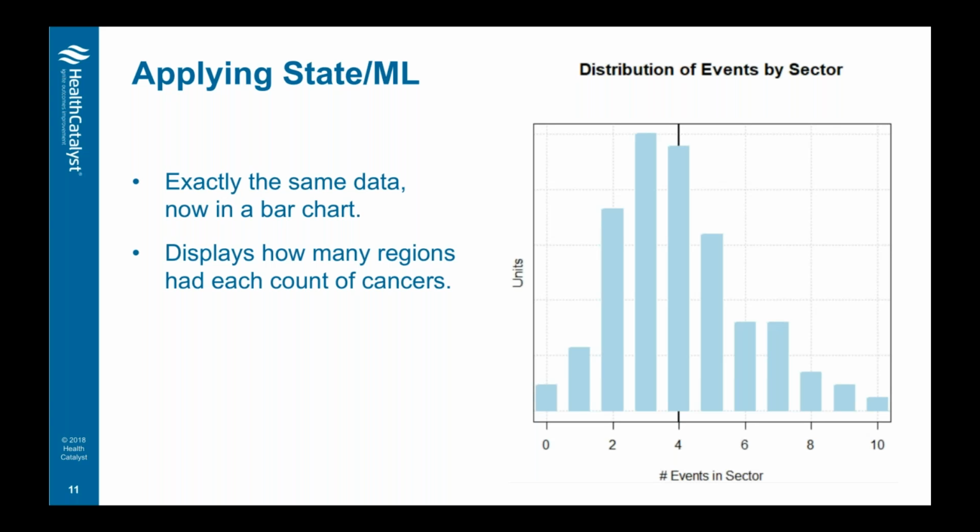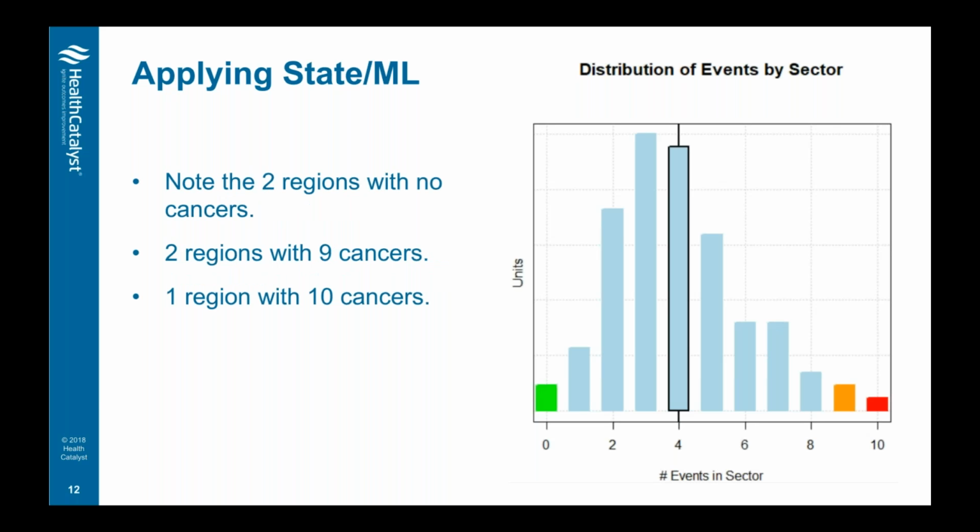Let's make it a little bit easier to see. So now we're highlighting in green on the left-hand side those 2 sectors that you all decided you wanted to buy a house in that had no cancers at all. And on the far right-hand side, we can now see that one sector actually had 10 cancers, and the 2 orange sectors each had 9.